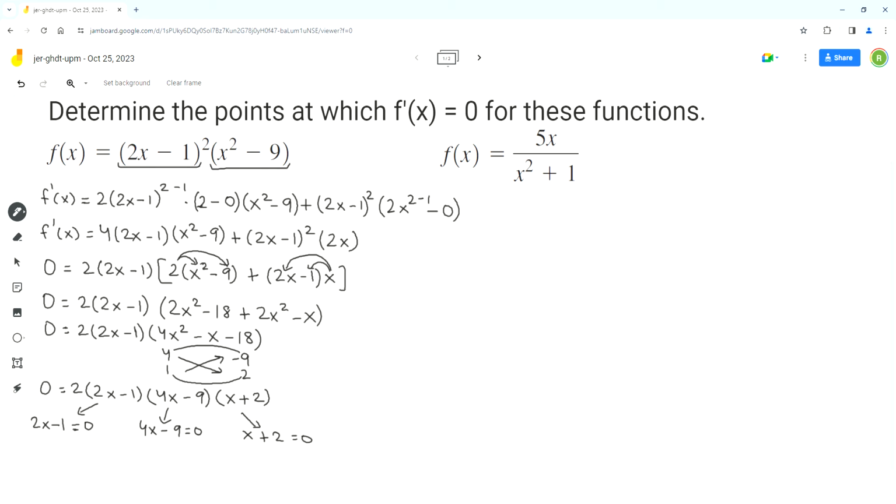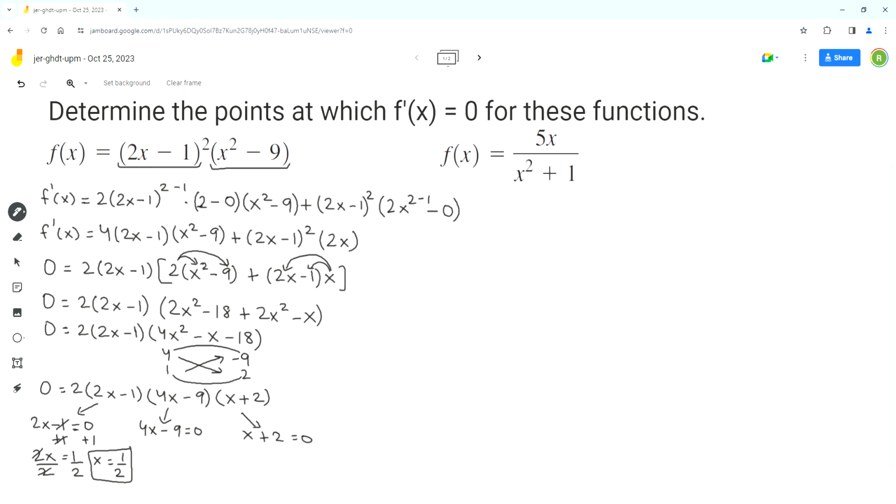From the first case, we can move the 1 over to the right side by adding 1 to both sides. So the ones on the left side will cancel each other out. So we get 2x equals 1, and then we can divide both sides by 2. So the 2's on the left side will cancel out. So we get x equals 1 over 2. So that's our first x value.